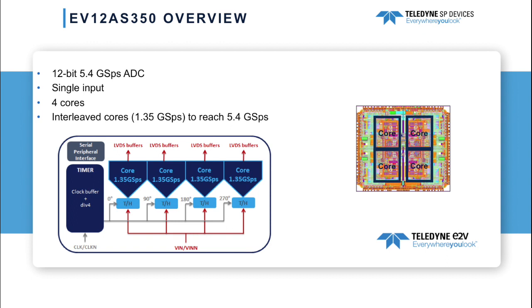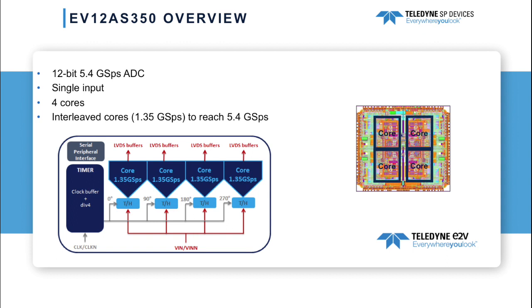This is an overview of the EV12AS350 ADC from Teledyne E2V. It's a 12-bit 5.4 gigasample per second ADC and has approximately 4.8 gigahertz input bandwidth. As you can see in this simplified block diagram, there's a single input which goes to 4 track and holds and 4 ADC cores. These 4 cores are interleaved, each at 1.35 gigasamples per second to reach the 5.4 gigasamples per second rate of the complete ADC.